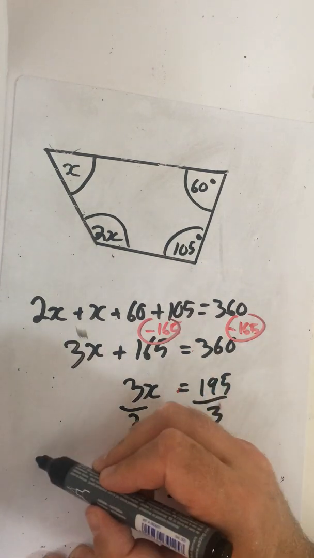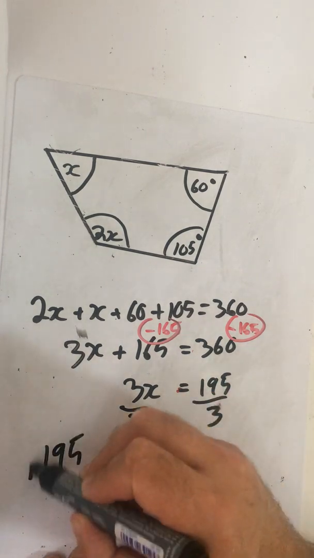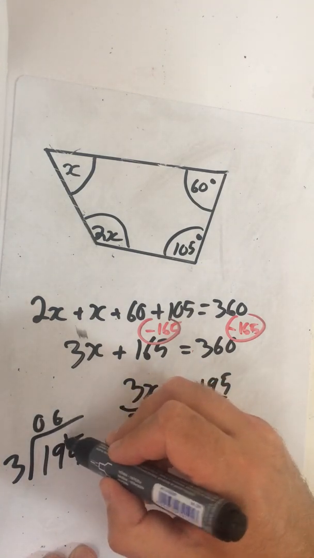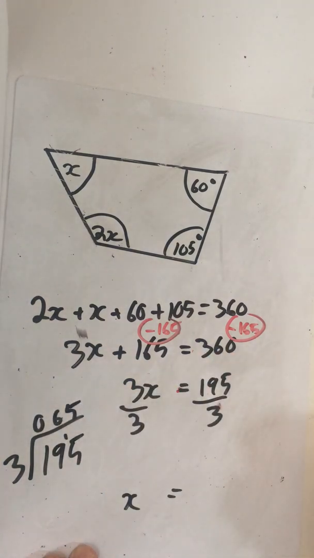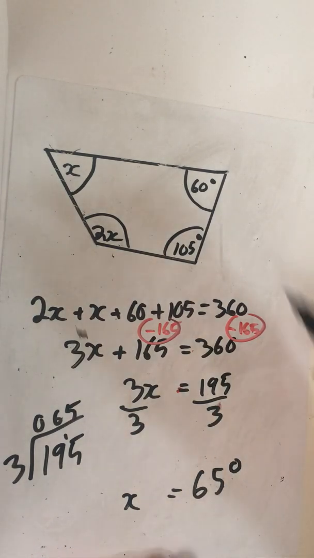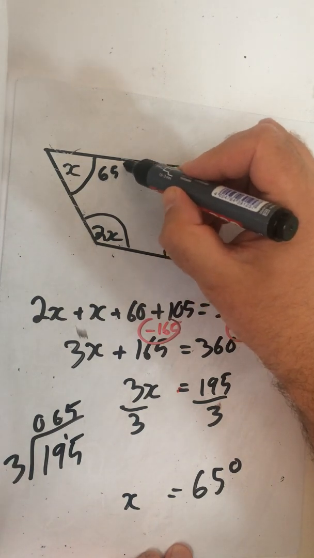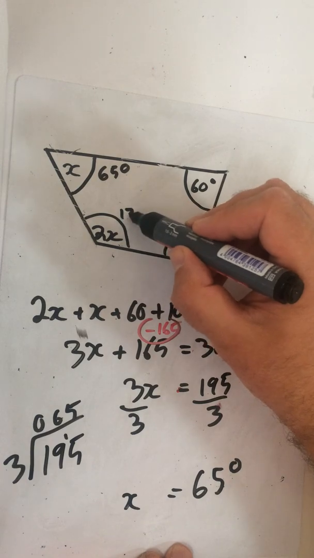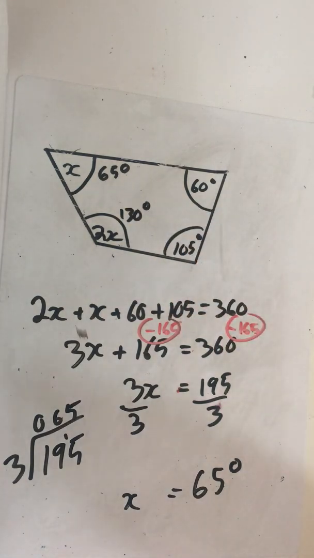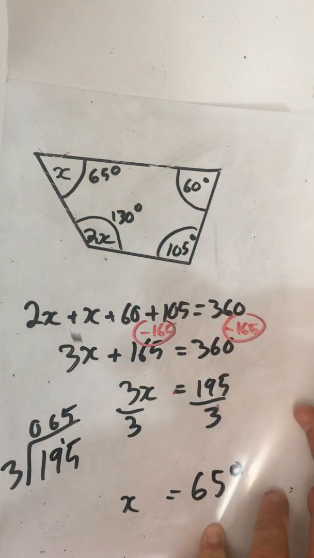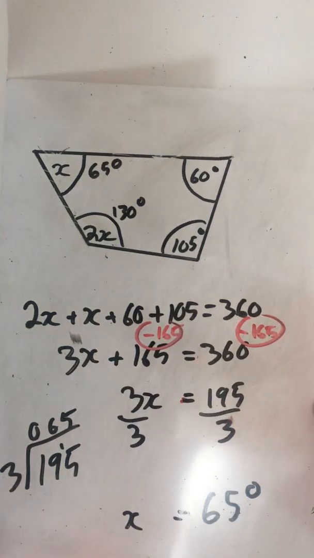Let's just quickly do that on the side. 195 divided by 3 is 65. x is equal to 65. So we know this angle here is 65 degrees. This is 2 times x, so 2 lots of x, 130 degrees. Therefore we can find out the missing values by using the equation.